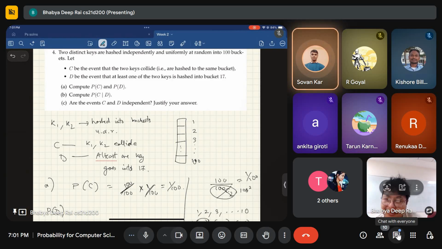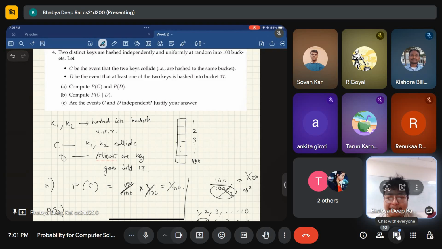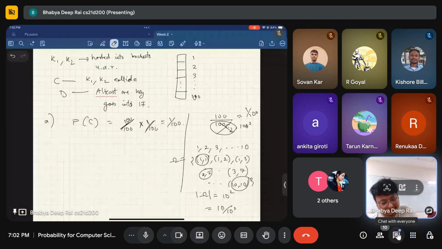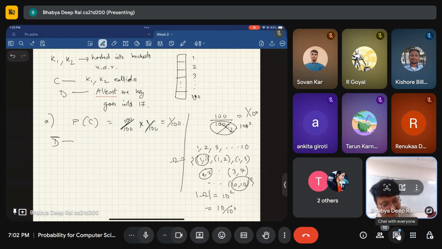Like no keys in the bucket 17. Yes, that is simpler, right? Good. So D is at least one key goes to 17. D complement is none of K1 or K2 goes to bucket 17.